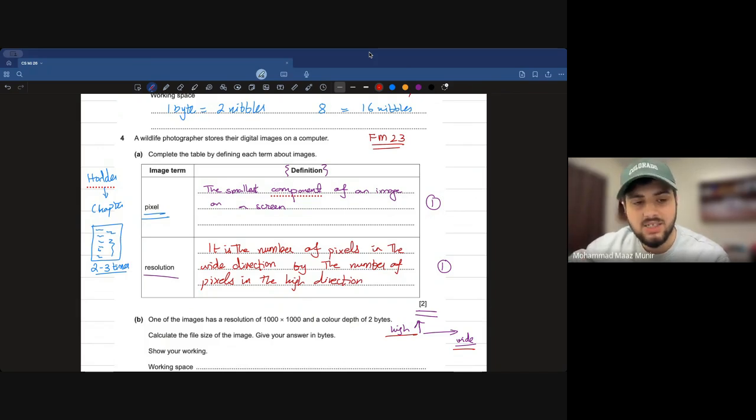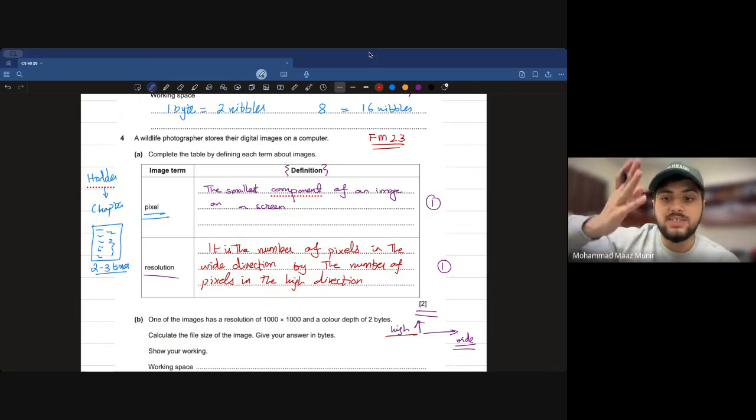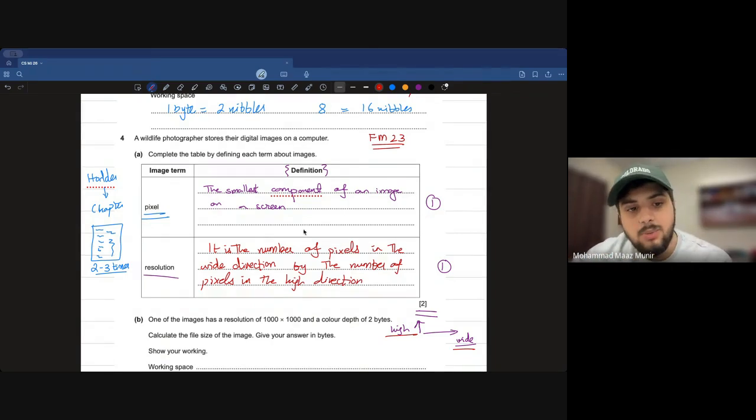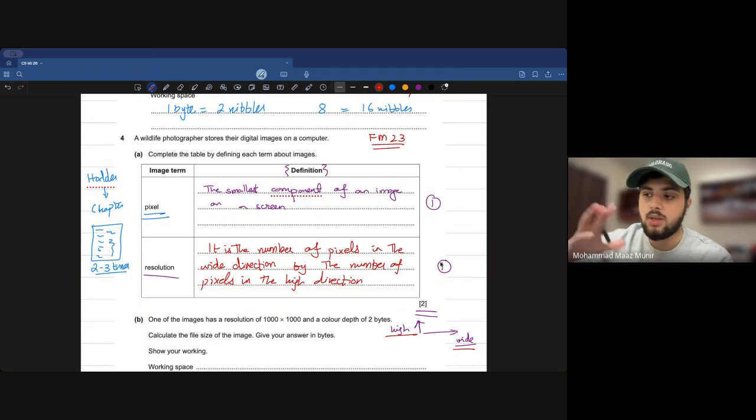So I remember that resolution is basically the number of pixels in the x direction multiplied by the number of pixels in the y direction. I'm just going to write that in proper plain English, and you're going to observe that the examiner is also going to award marks for that. So if you ever forget the definition for a specific term and you know the formula, try to convert that formula into plain English, and you're going to see that in most cases you would be getting marks for it.